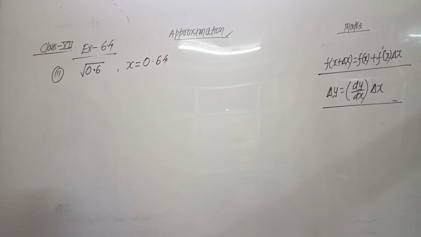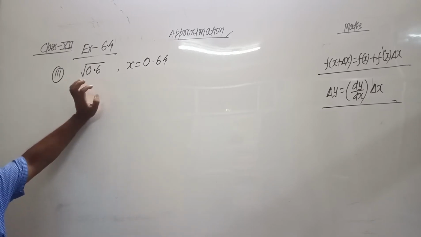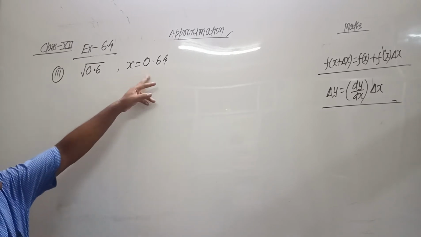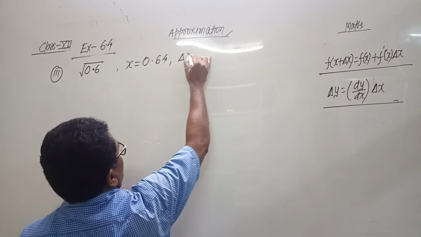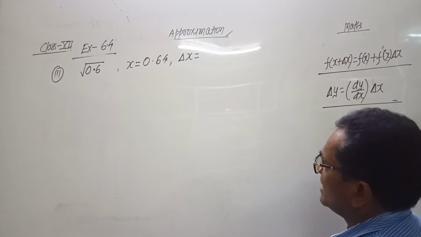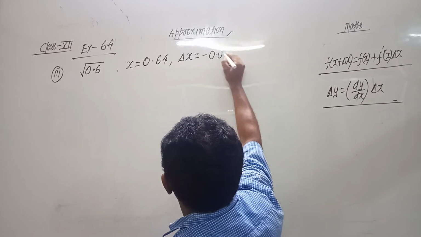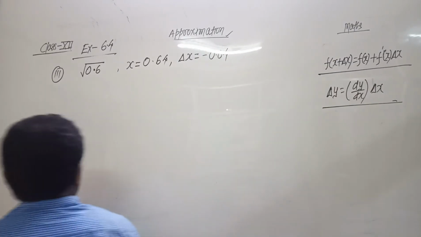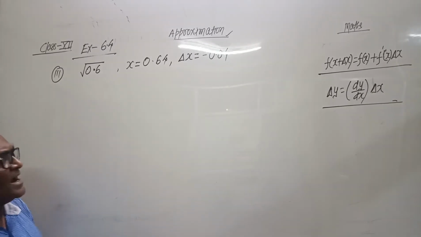Now we have to find delta x. So since 0.64 is greater than 0.6, therefore delta x must be negative. The value of delta x must be negative and it would be minus 0.04. How to get it? Subtract 0.64 from 0.6, we get minus 0.04. This is the value of delta x.